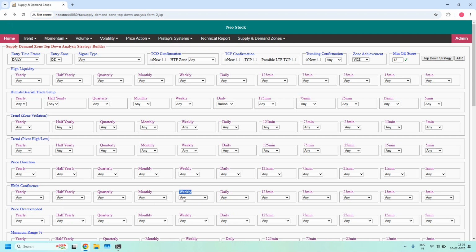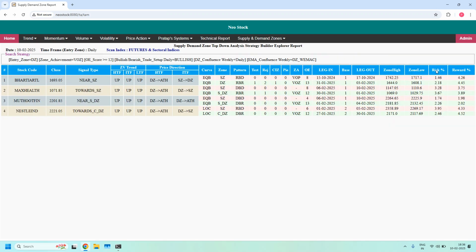Because the daily zone is part of the weekly zone. That's why we are looking for whether the weekly demand zone is having weekly EMA confluence or not. So let's verify. We got 4 stocks. So these 4 are even more high probability trade setup supported zones for monthly income trade, bullish trade setup.